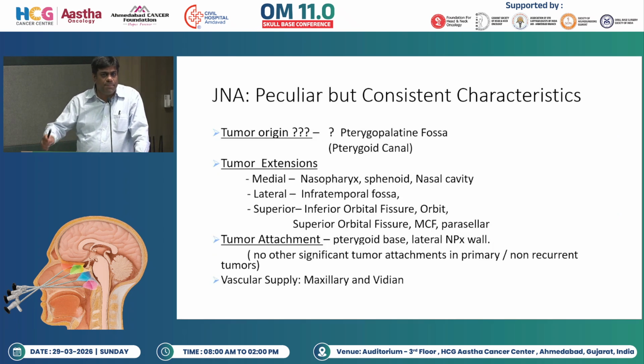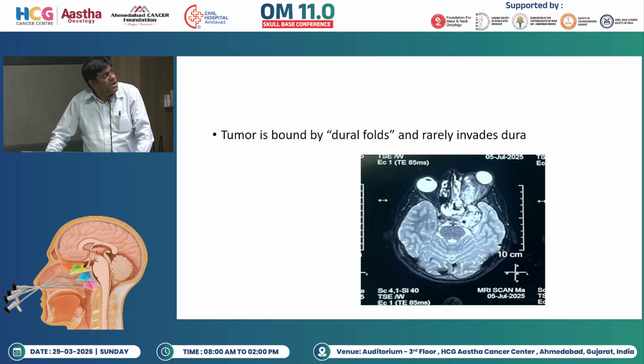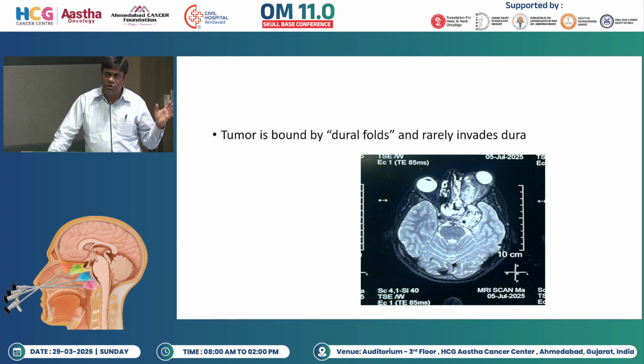Vascular supply, as my previous speaker was alluding to, is always predictable. It takes its blood supply from the maxillary artery. Sometimes it takes supply from the ICA also, and it's predominantly the median artery. It's bound by dural folds. Even with large intracranial extensions, the primary tumors will not adhere to dura. They will not attach to dura.